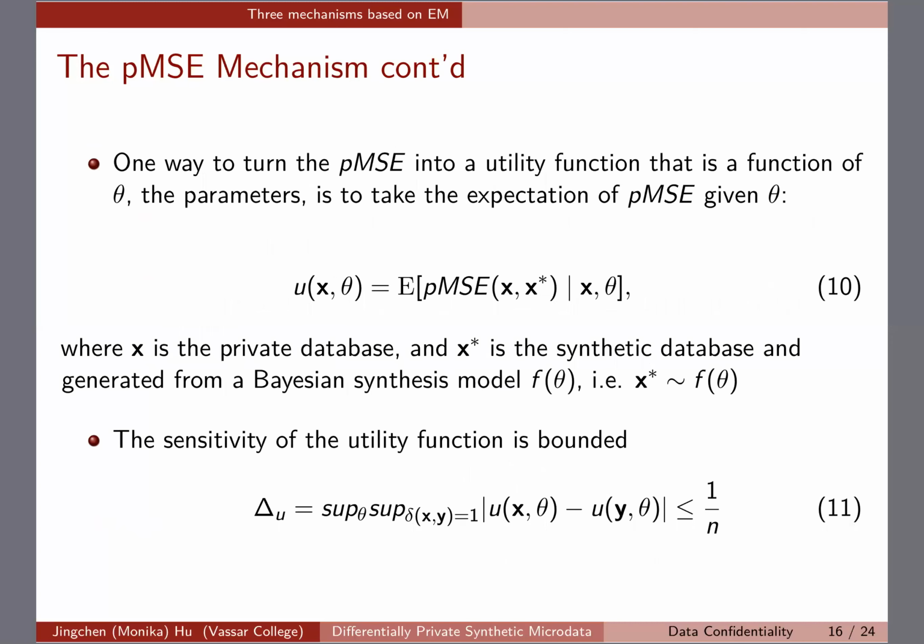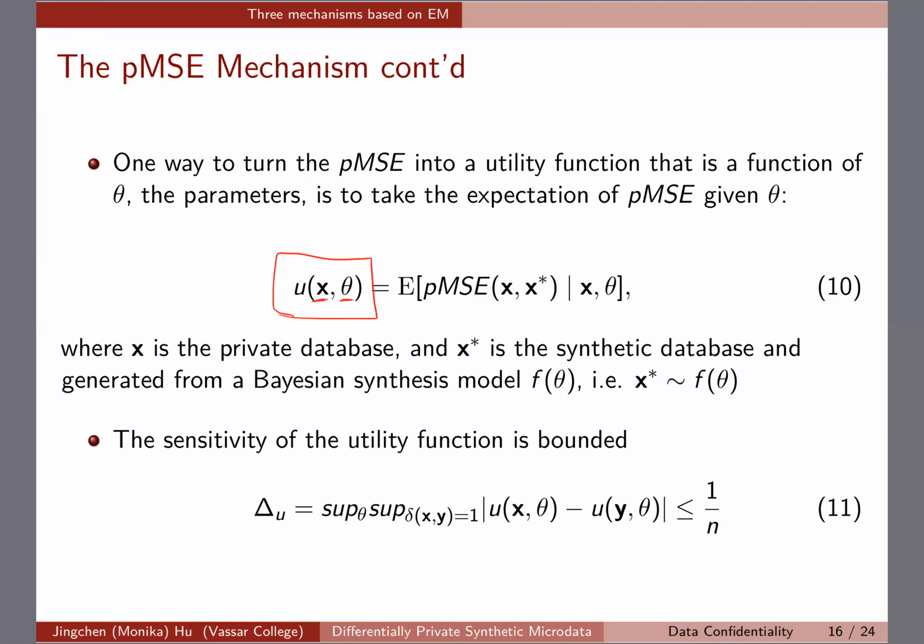the utility function, okay? So this might sound a little bit complicated, but the general approach of the pMSE mechanism is trying to turn it into a utility function, okay? But remember, a utility function, as you can see, is about the data and about the parameter, okay? So in order to make a utility function depending on the data as well as the parameter, one way you can make the UP that we defined earlier into a utility function is to take the expectation given theta, okay?